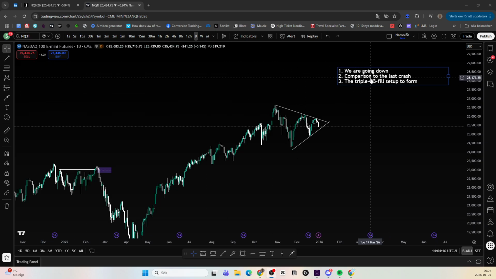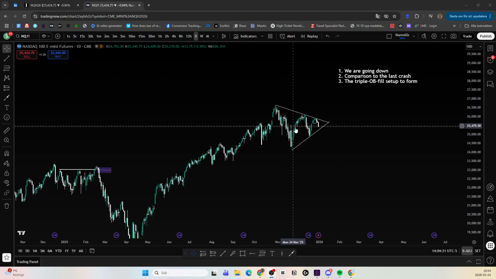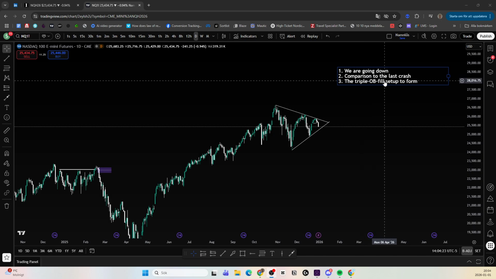We are going to have another crash. In this video, I'm going to break down why we're going down. I'm going to compare it to the last crash that we had here, and I'm going to anticipate when a triple OR block fill setup is likely to form.